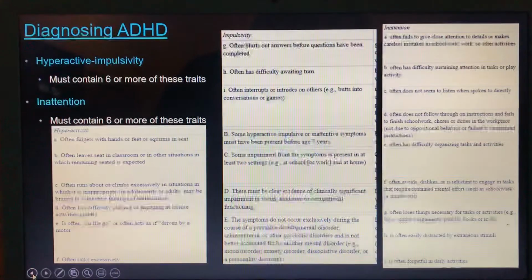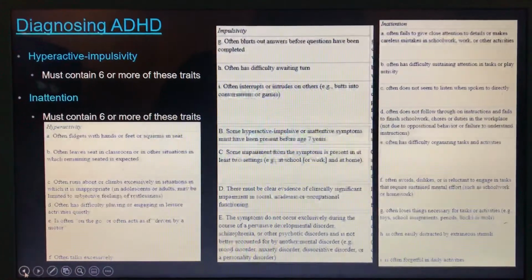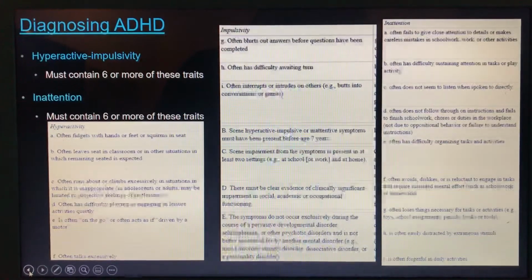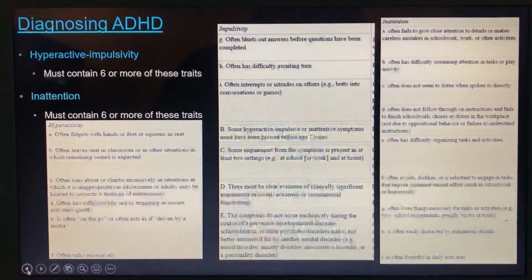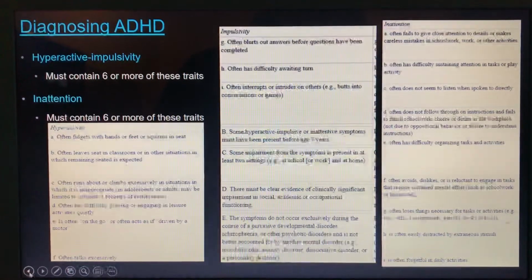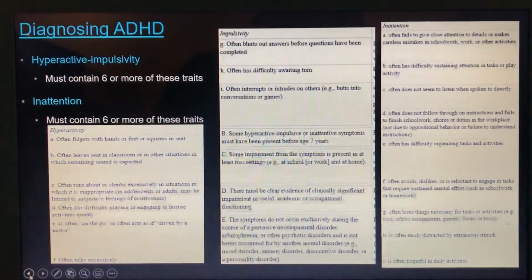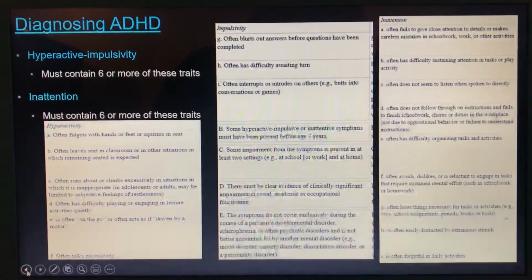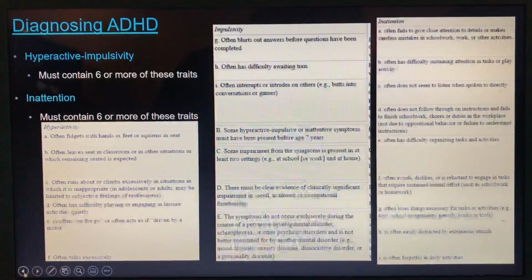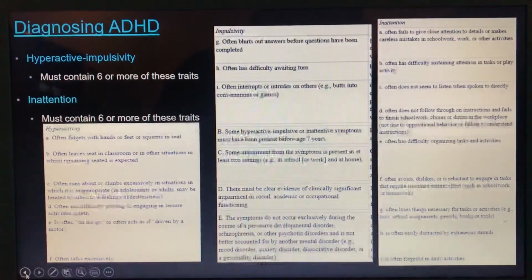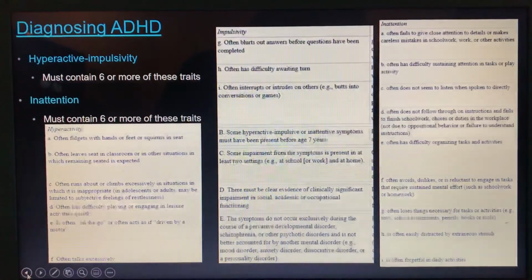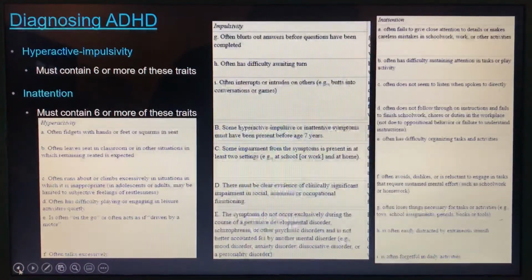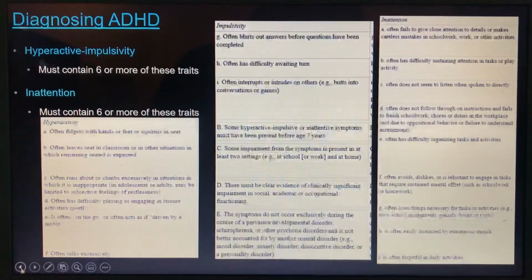And the thing that is interesting about this is when it comes to hyperactivity, you need to have at least 6 or more of those traits to be considered hyperactive. Whereas the 2 pictures on the right, impulsivity and inattention, you need 6 or more of those traits, either or combined. And these basically are what classify an individual into having one type of ADHD versus another. So it's a very interesting way that people go about diagnosing this disorder.